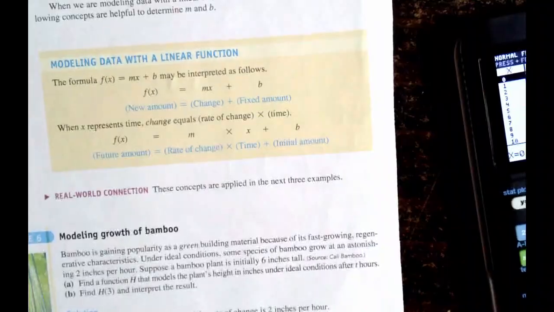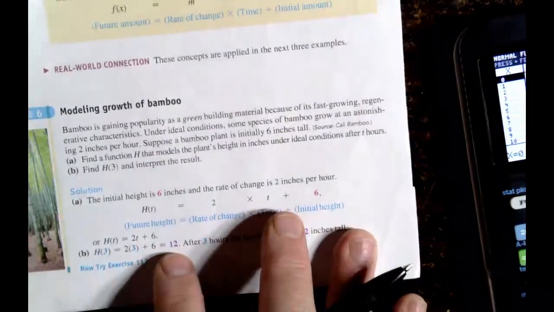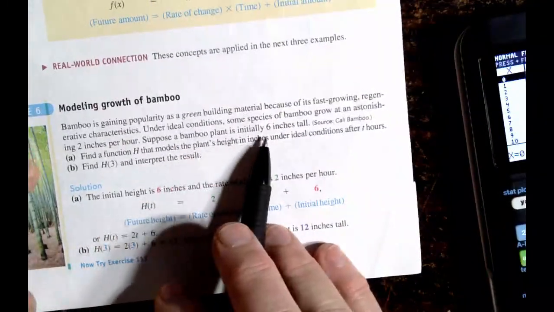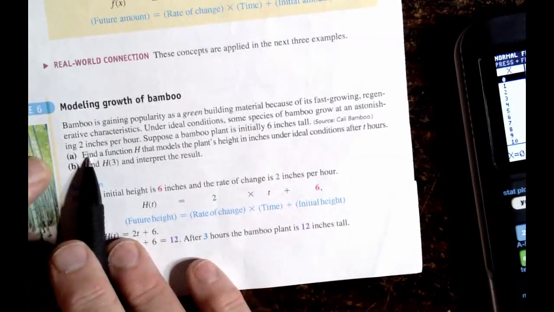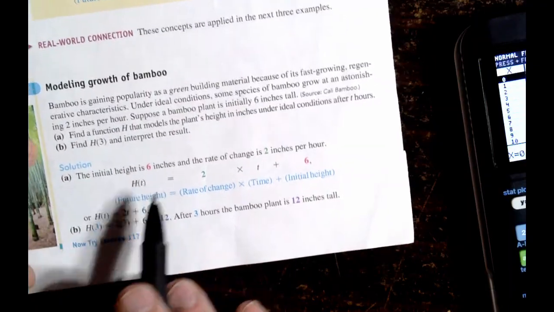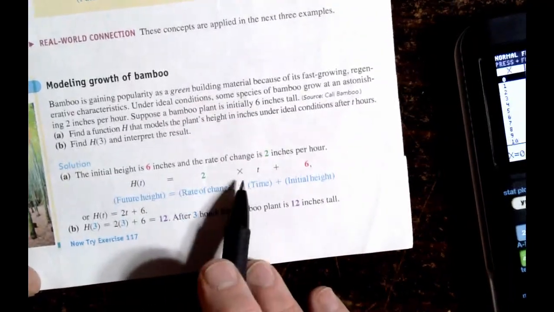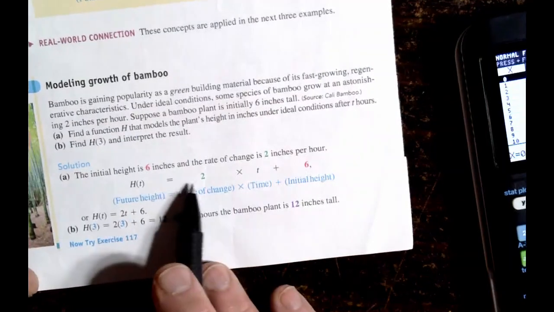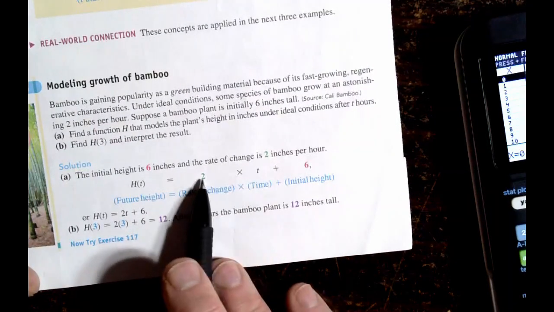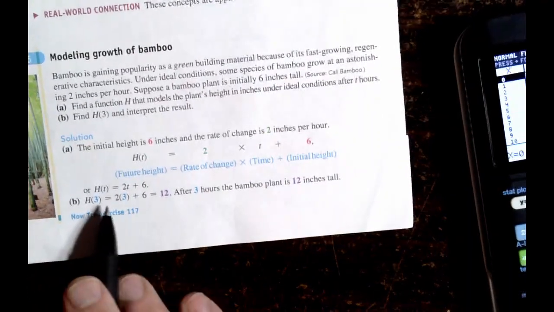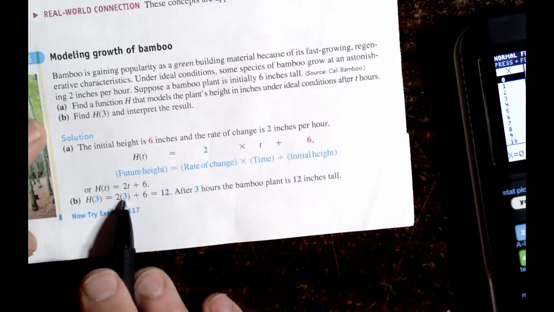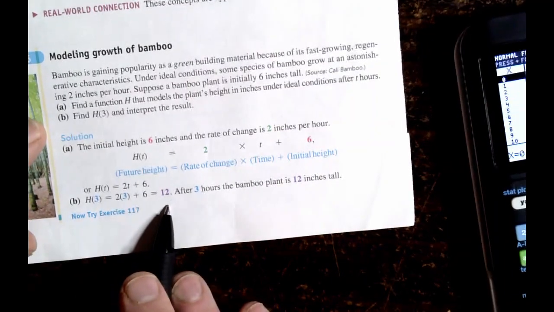Right? So they talk about modeling bamboo growth. They say, suppose a bamboo plant is initially 6 inches tall, and they say it grows an astonishingly 2 inches per hour. Some species do. So 2 inches per hour means it starts out at 6 and it goes up by 2 for each hour. So 2 times t plus 6. So 2t plus 6 is your function. Now they want to know what happens at hour 3. Well, 2 times 3 is 6, 6 plus 6 is 12. So after 3 hours, it's 12 inches tall. It's growing very, very fast. Alright?